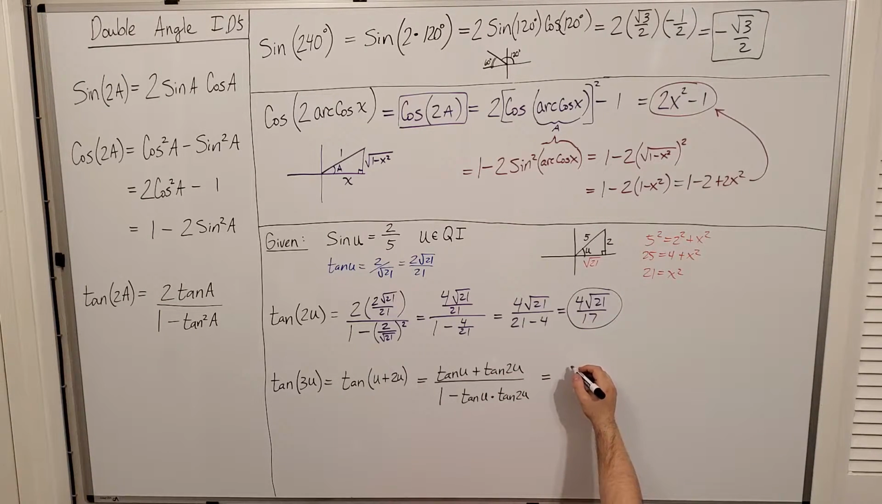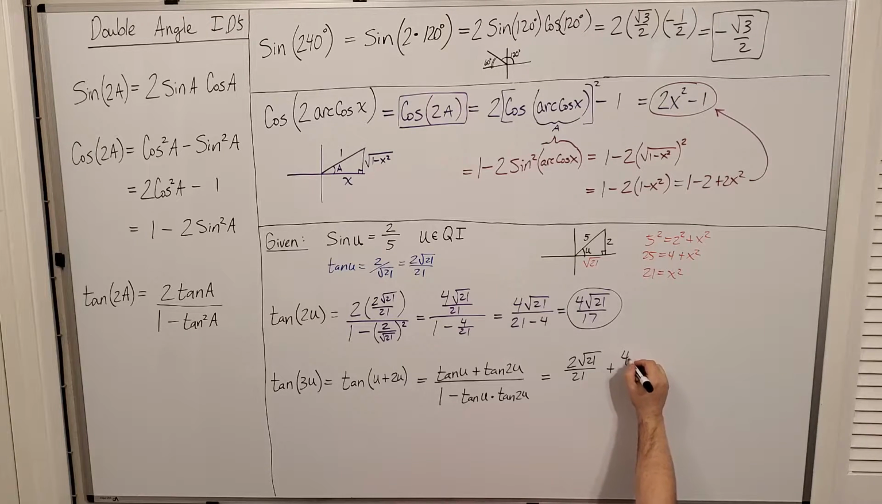Right here, I'm going to get 2 square root of 21 over 21 plus 4 square root of 21 over 17, divided by 1 minus those 2 multiplied: 2 square root of 21 over 21, 4 square root of 21 over 17.